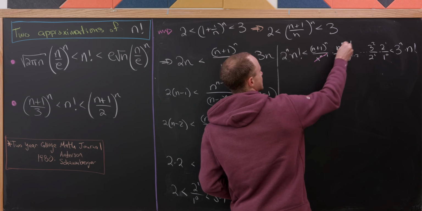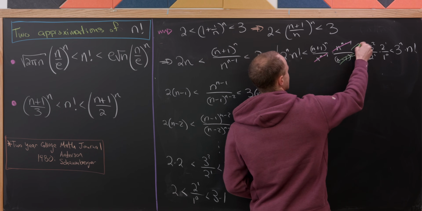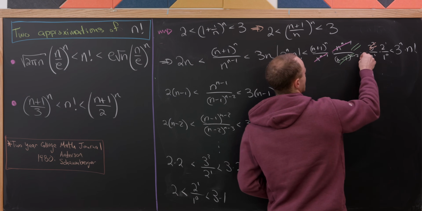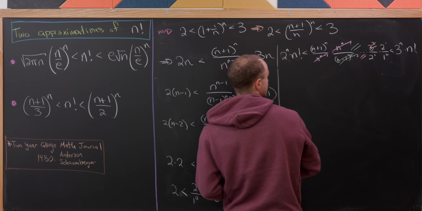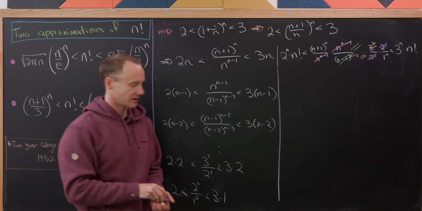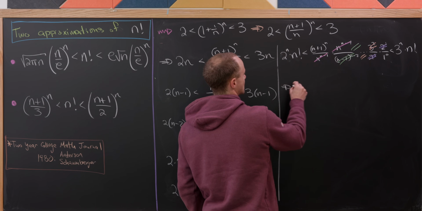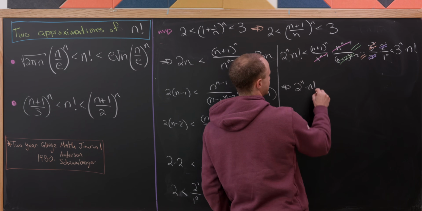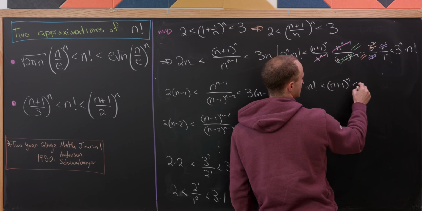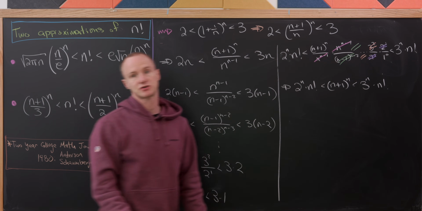So this n to the n minus 1 will cancel this n to the n minus 1. This (n minus 1) to the n minus 2 cancels the thing that comes after it. This 3 squared will cancel something that comes before it. And then this 2 to the 1 will cancel this one that's right after it. And, well, what does that leave us with? So we'll have 2 to the n times n factorial is less than (n plus 1) raised to the n, which in turn is less than 3 to the n times n factorial.